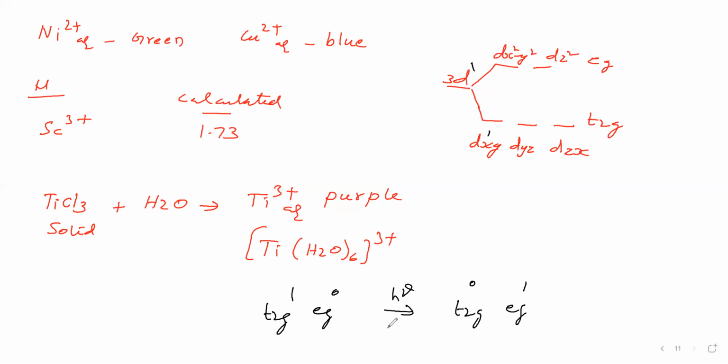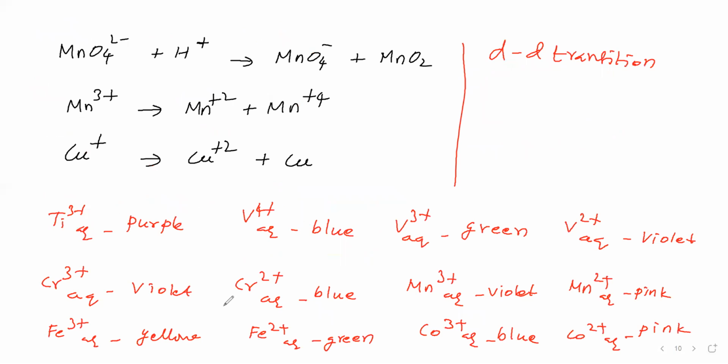So it is absorbing a certain wavelength in the VIBGYOR. Remaining wavelengths will be emitted out, combining together to exhibit purple color. So this Ti3 plus exhibits purple color because a particular wavelength is absorbed by the t2g electron to go to eg. Therefore, transition metal ions exhibit colors like this because of dd transition.